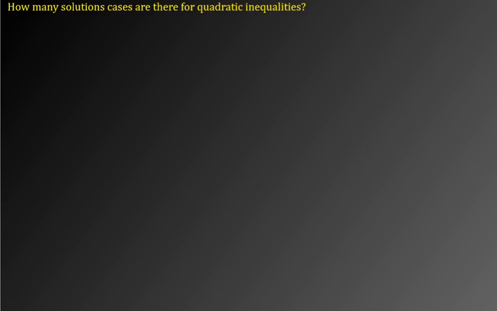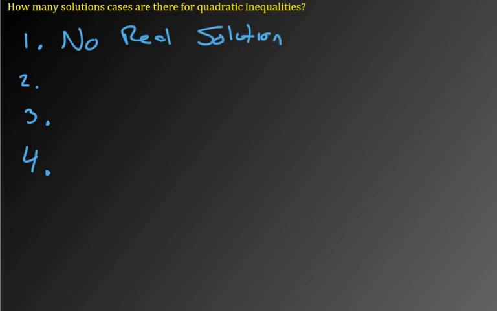So, this is just kind of an important concept question. How many solution cases are there for quadratic inequalities? We've seen a few already. There's actually 5, which is kind of weird. We've seen 4 so far. So we saw no real solution on the first slide. And then we saw all real numbers on the second, okay?